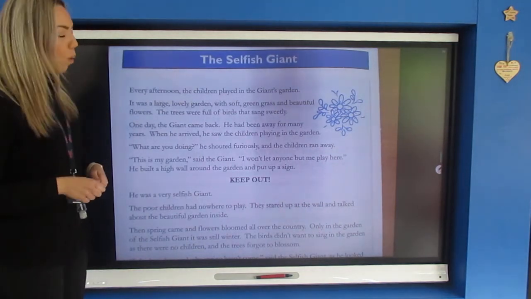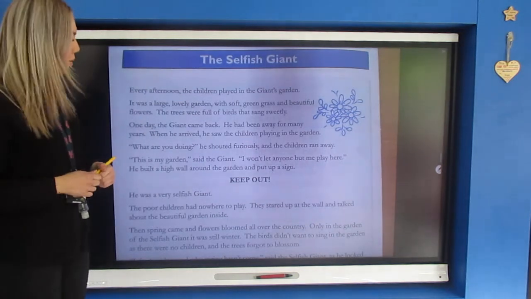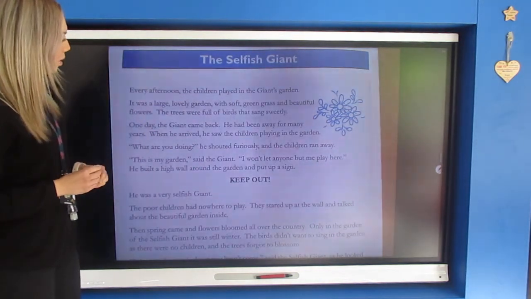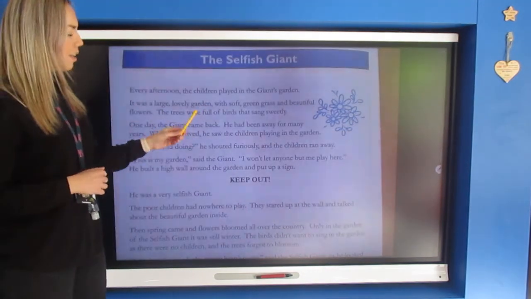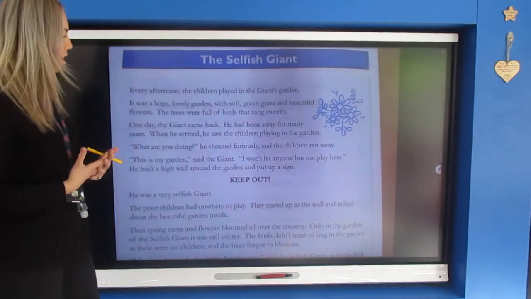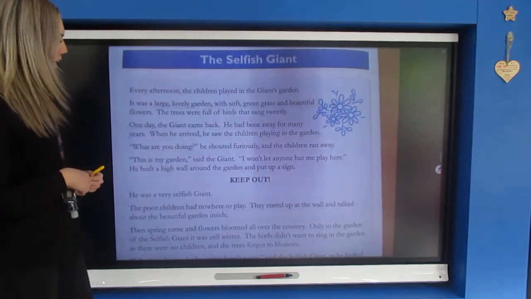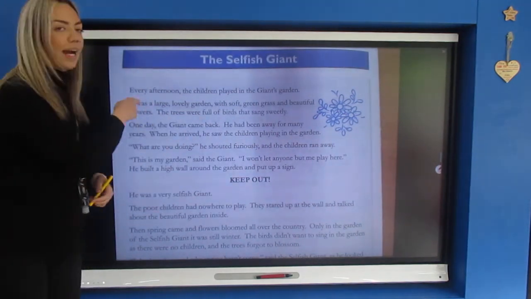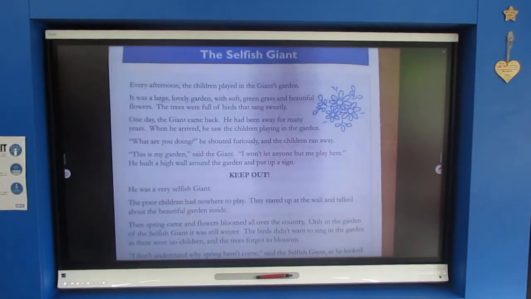Now, what might help us is by finding the nouns, okay? So let's have a look. We can see here that we've got garden. That's the name of a thing, isn't it? It's the name of an object, the garden. So before the garden, let's see if we can find any of those describing words. I'm going to go to my text now and have a look, and you can do this along with me.